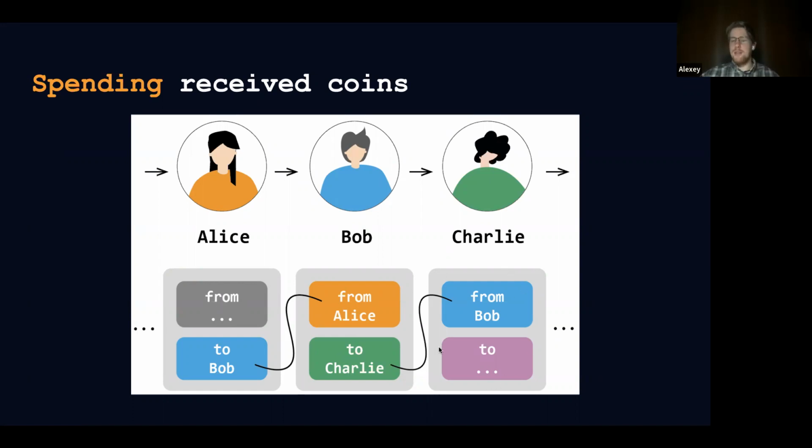Charlie does the same job. She creates input from Bob and creates output to somewhere. If she does not want to send them to anyone else, in the output of the transaction, she specifies one of her own addresses. Thus, she says, I want to get this money from Bob, and I want to put them on this address which I own. So basically keep the money, keep the coins to myself.